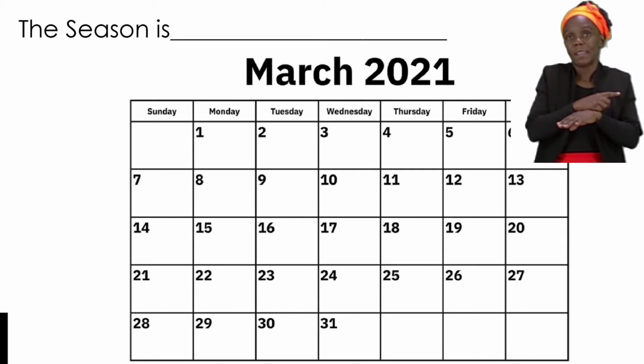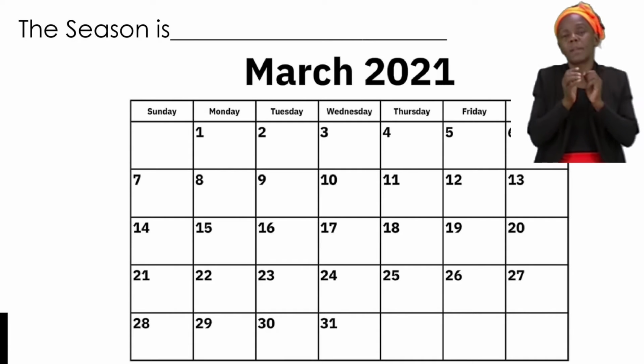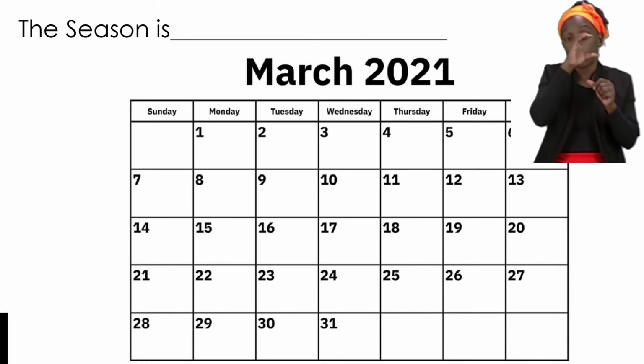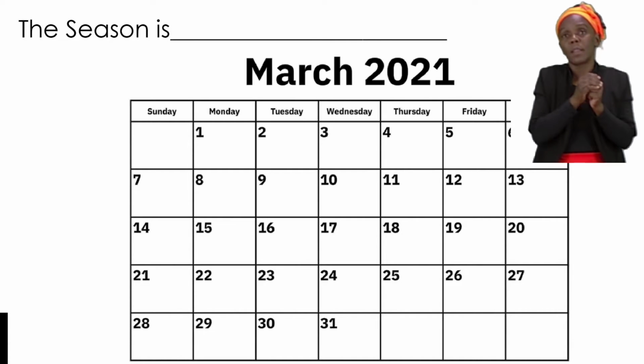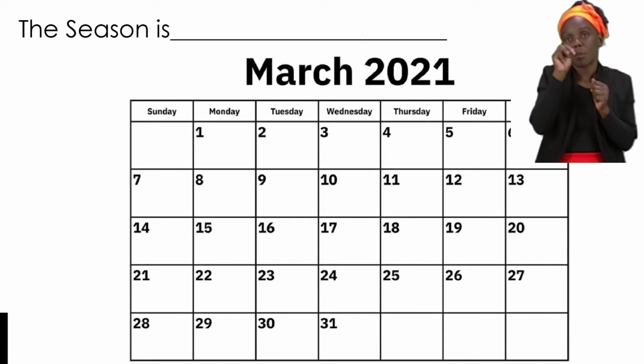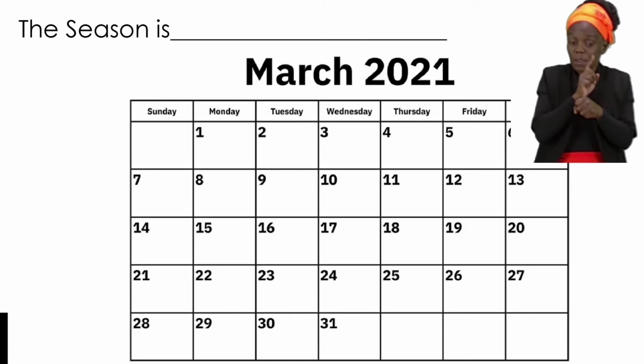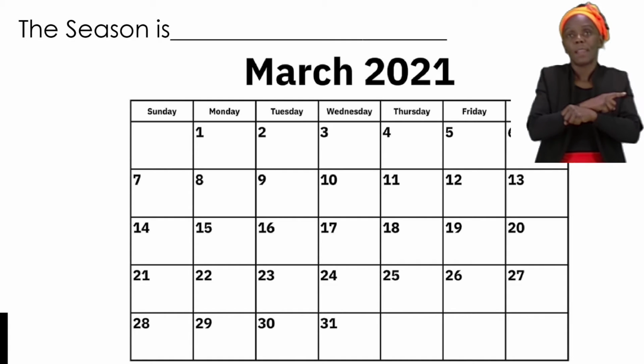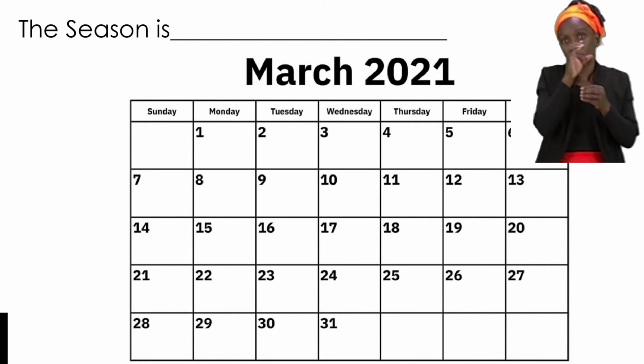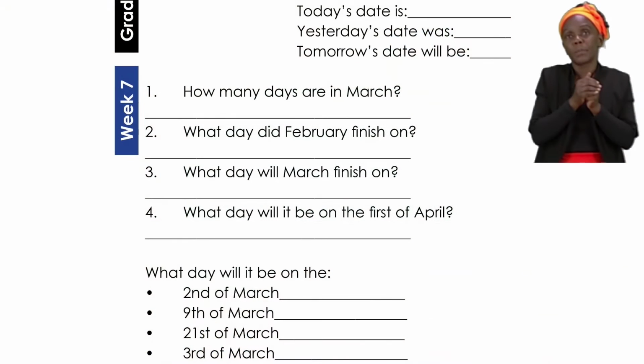Now we have written the day and the number. We must continue with the month, which is the month of March, and then the year, which is 2021. So we always start with the day, the number, the month, and the year. And I'd like you to please write that where it says today's date is. Let's now go to the next one.